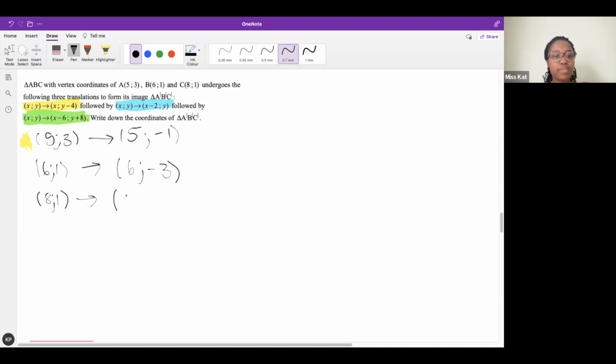The last one, we've established that we're not changing X. So what is the Y coordinate? Nice, -3, because we're subtracting 4. So now we have done the yellow transformation. Now we go to the blue.